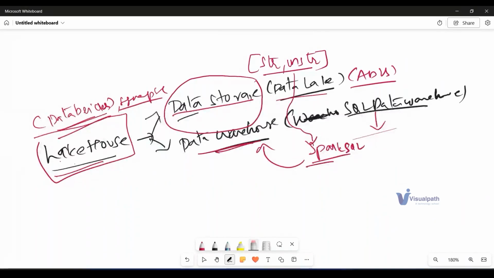So remember the word lakehouse. Lakehouse technologies are Databricks, Synapse. They provide a association with data lake to store data, and data warehousing using Spark and SQL.